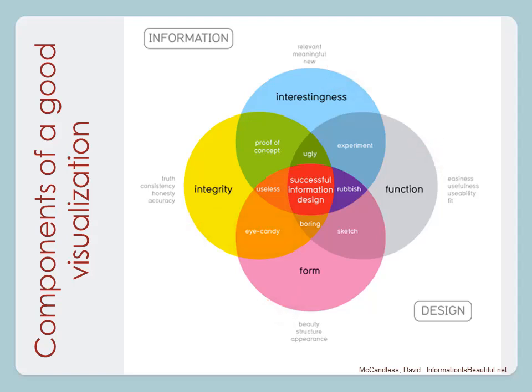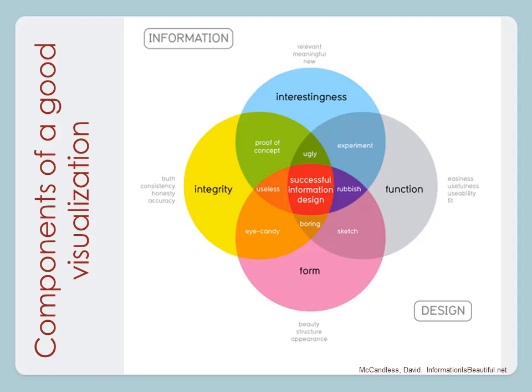On the other hand, we can have an interesting display with good functionality, but with no integrity and form. In this case, we have an interesting experiment, but something that ultimately is not useful, because it lacks integrity and does not truly represent data. Then the visualization becomes meaningless. And there are many combinations like that one. For example, we can have something that has form, function, and integrity, but that is not interesting, and then the display will be boring.